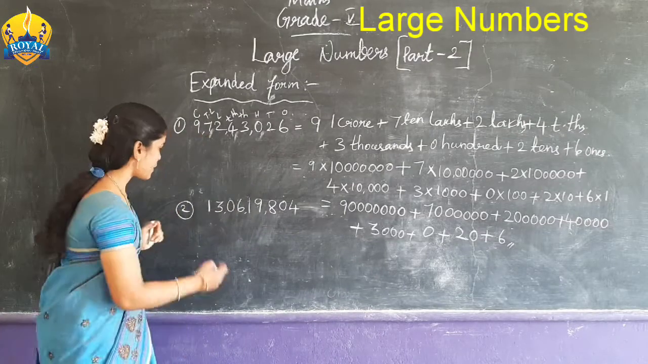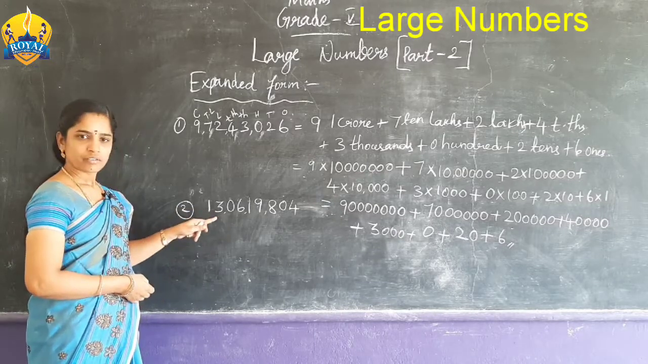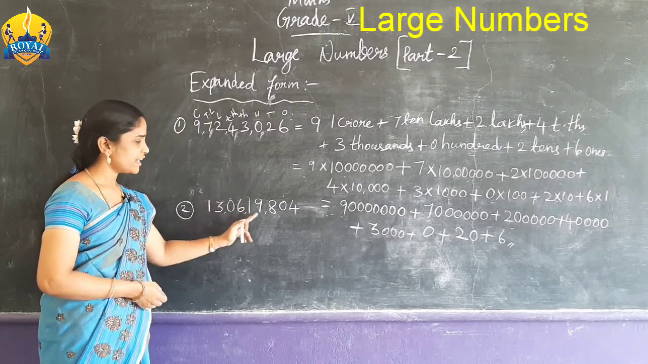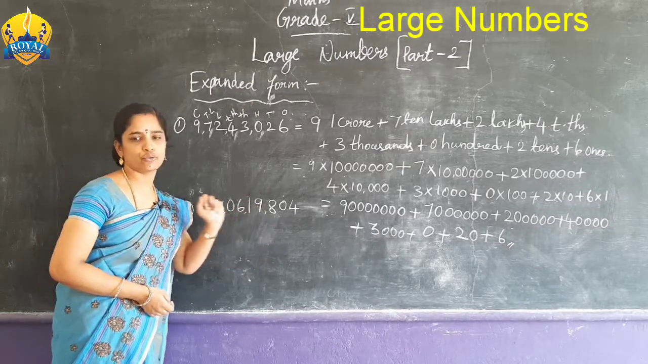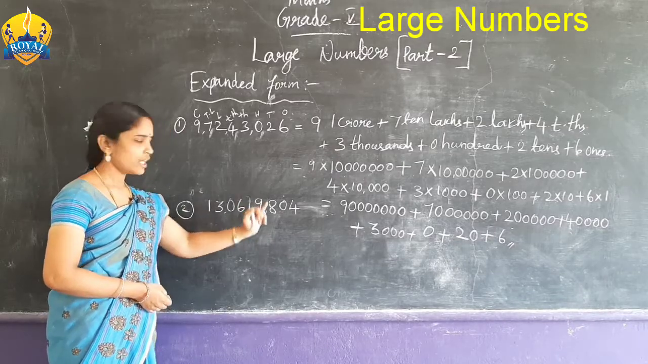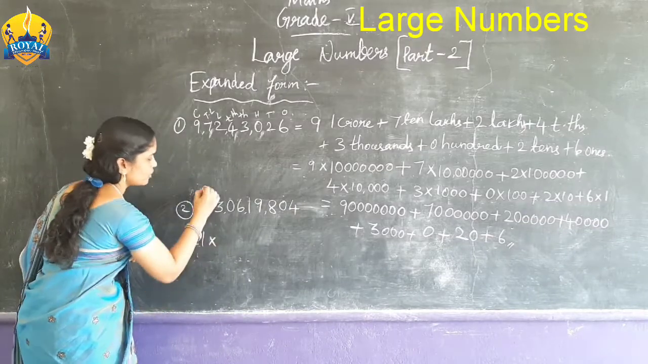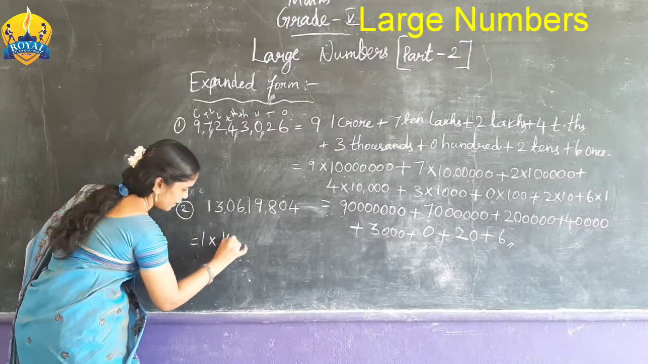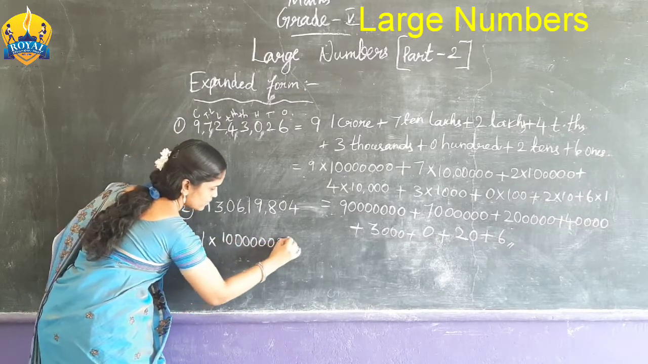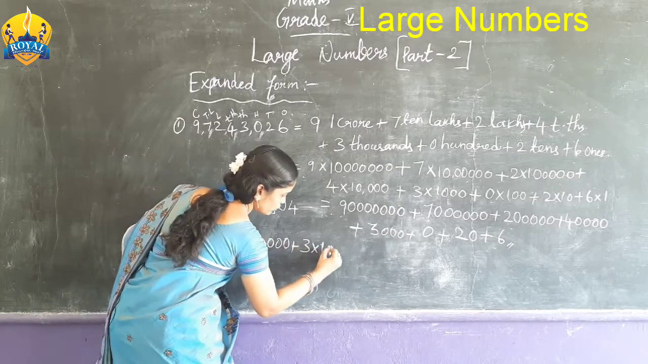Okay. Another example. Here, look here. We read by using commas. Right. 13 crore 6 lakh 19,804. So first 1 into here 10 crore. So 10 and crore means 7 zeros, 2, 4, 6, 7, plus the next one 3 into crore. 3 into 1 crore.